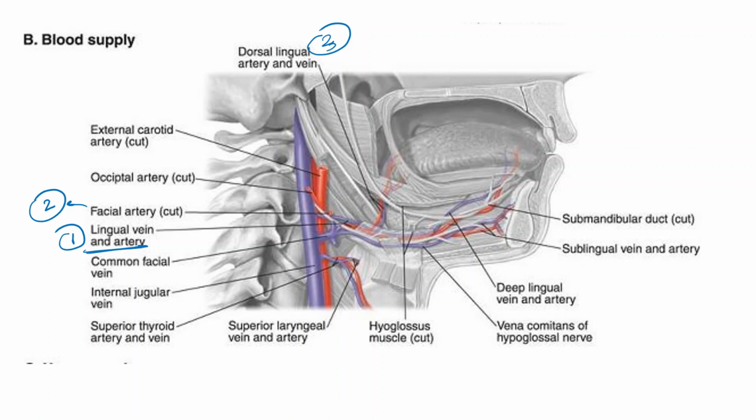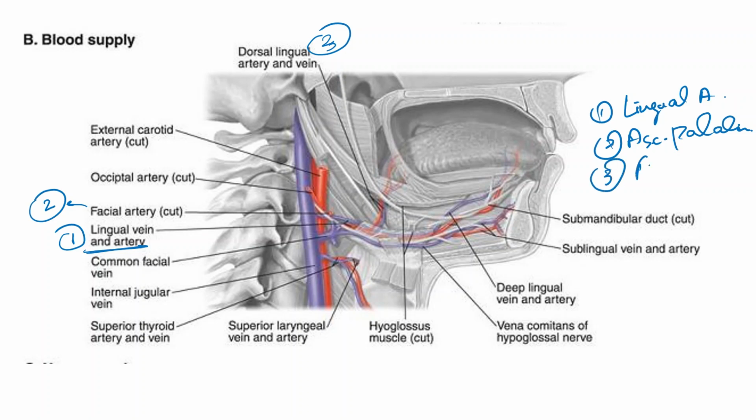So I repeat, the arteries which supply the tongue mainly include the lingual artery. Then next comes the ascending palatine artery and the tonsillar branches, and lastly the arterial supply is also seen from the ascending pharyngeal artery. So this is about the arterial supply of the tongue.